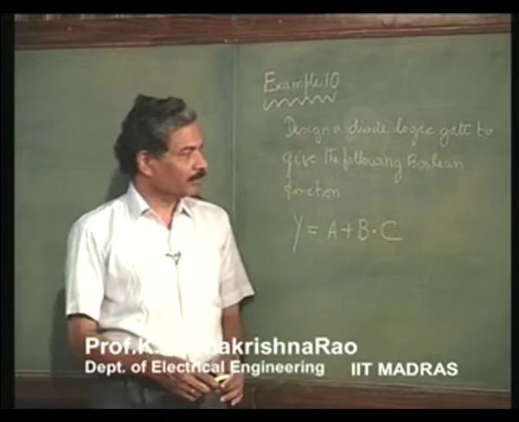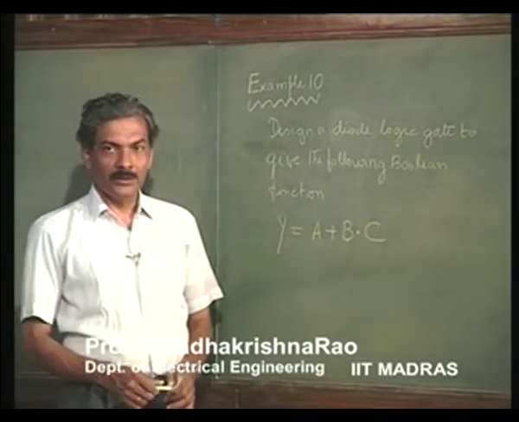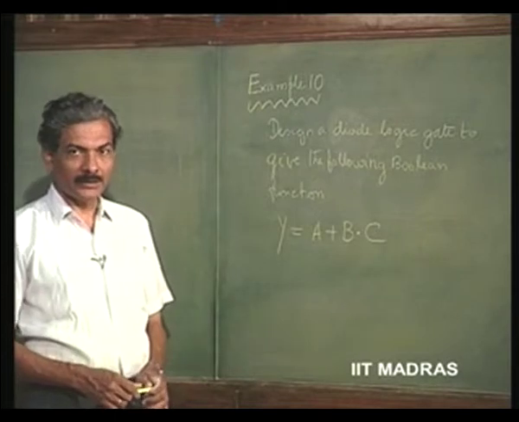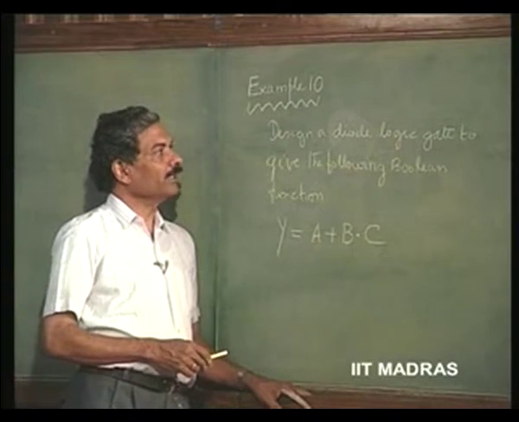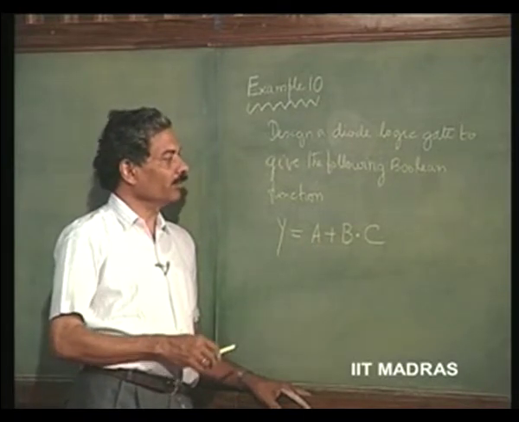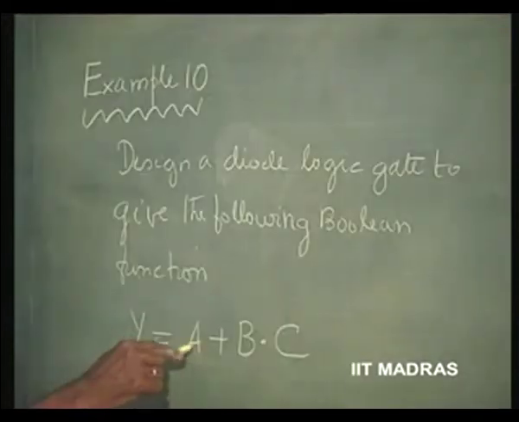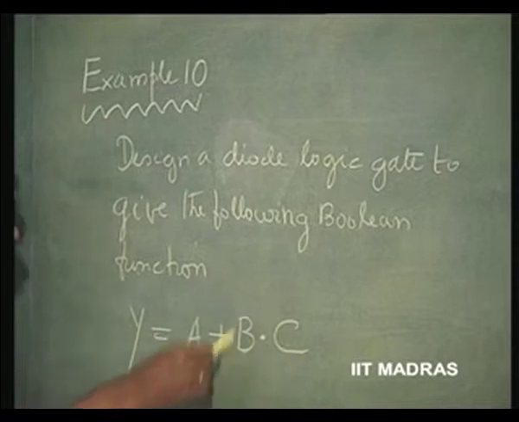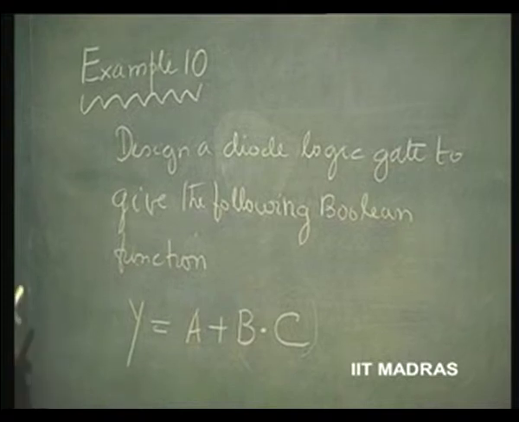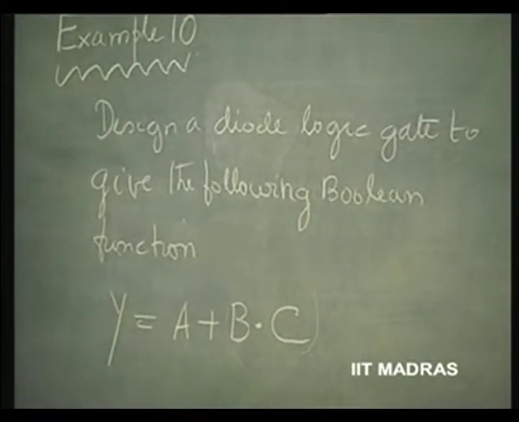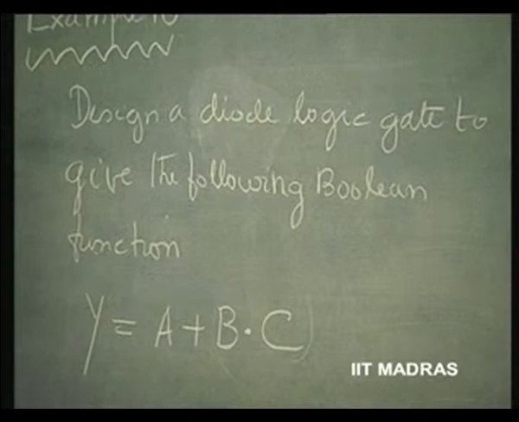I hope that you have attempted to work out the problem that I had given you in the last lecture. Let us now see how to design a diode logic gate to give the following Boolean function: y is equal to a plus b dot c. So, first we have to perform this function, which is b and c, then OR it with a. So, this requires a combination of two logic gates.